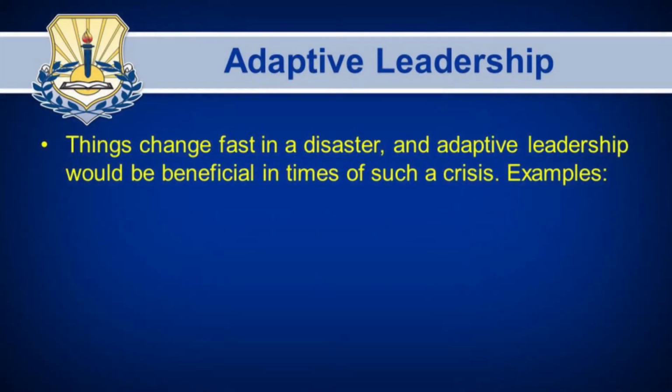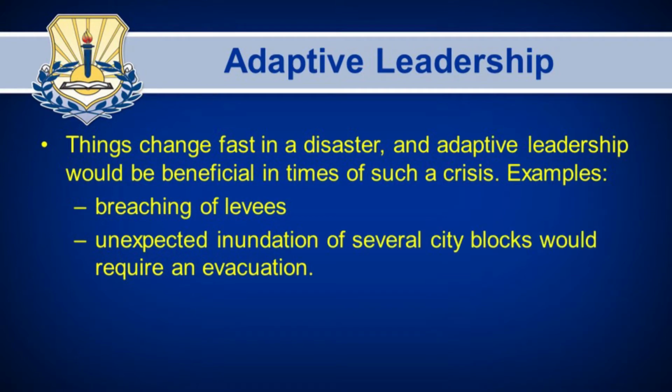In this case, we did talk in our last lesson about flooding. So let me give you a few examples about adaptive leadership. The levees are holding, and now the levees have burst and released tons of water. That's something you need to adapt to as a leader. Unexpected inundation of several city blocks that would require evacuation. There you go. You didn't intend on evacuating because you thought that the levees were not going to be breached or not going to break. And then you ran into the situation where they did breach, they did break, and now the water's rushing into several city blocks, and now you have to make the call whether to evacuate or whether to shelter in place or get boats, get rafts, whatever you may need in order to handle that situation.